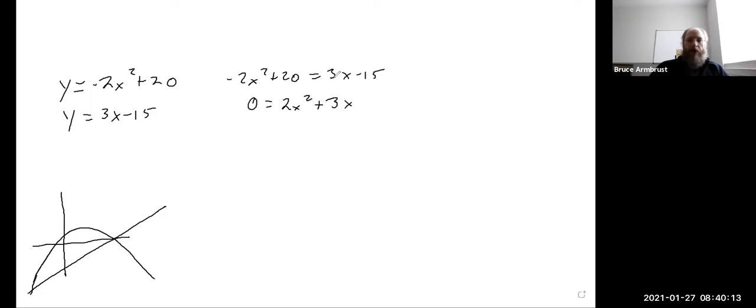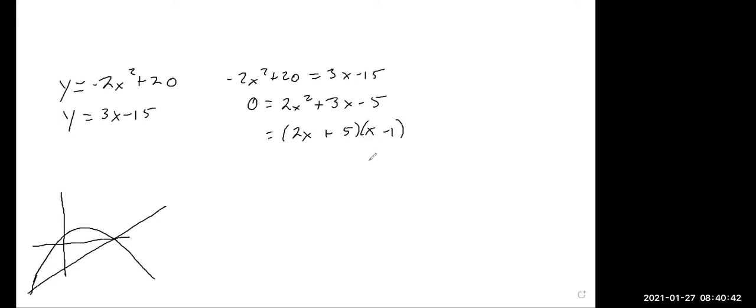So the minus 2x squared, bring that over, make it positive 2x squared. And then when I subtract 20, I get minus 5. All right, so we need to solve this quadratic. There are lots of ways of doing that, but I recognize that this thing factors to 2x plus 5 times x minus 1. If you don't see that, that's cool. You can use the quadratic formula, complete the square, do whatever you need to.